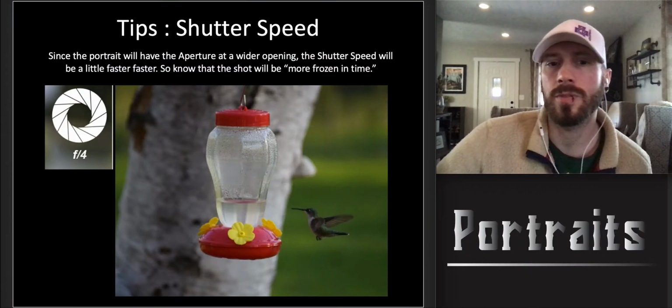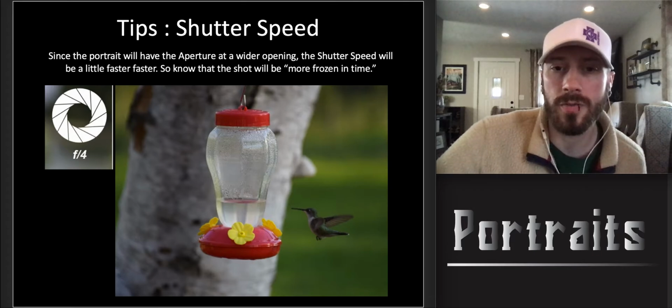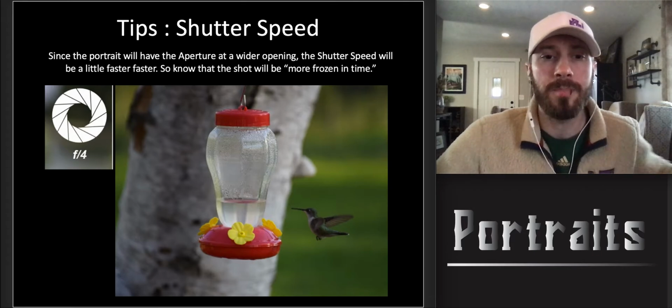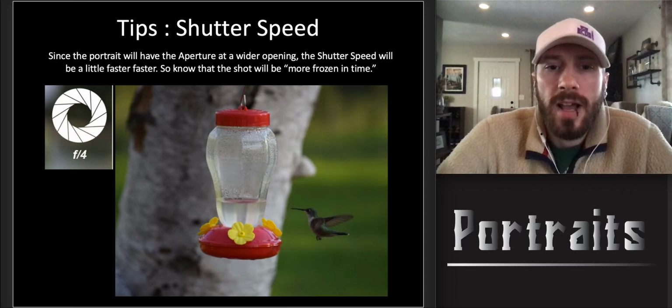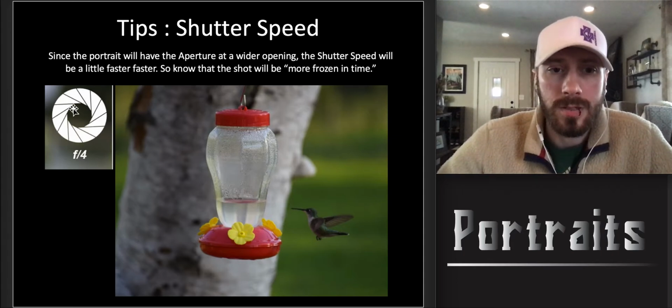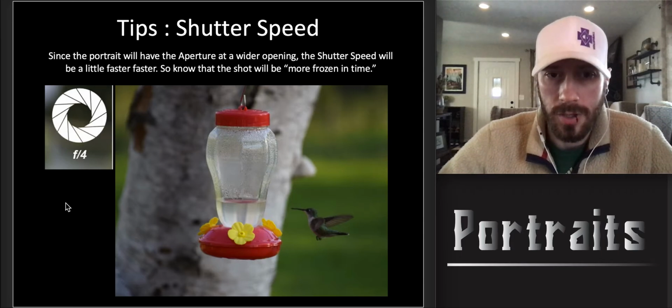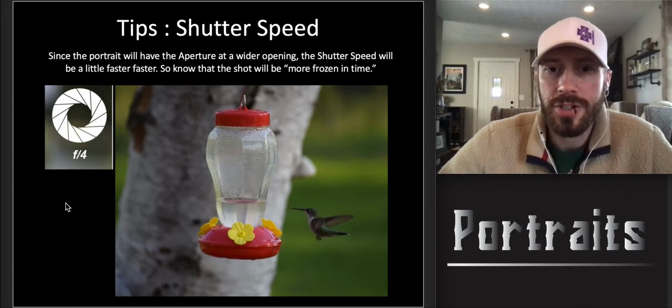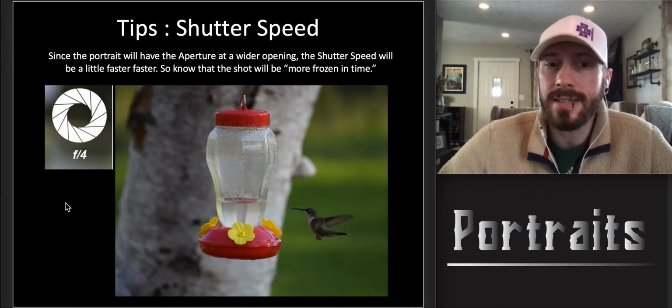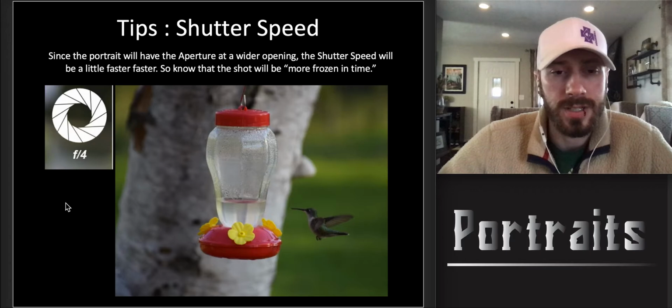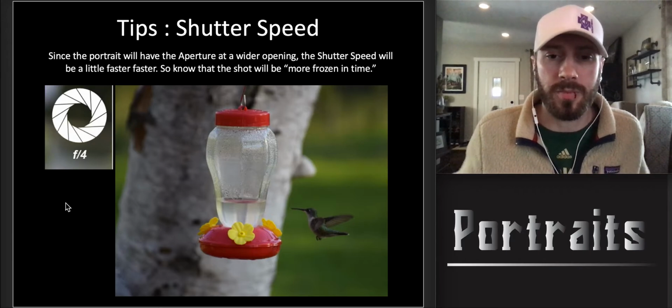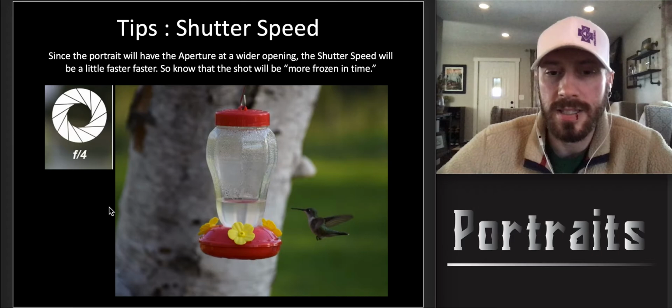And then here's a little tip about what's going to happen with your shutter. Again, this is more so if you're using a DSLR camera. Since the portrait will have the aperture at a wider opening, so there's the little picture with f4, the shutter speed is going to have to go a little bit faster. So know that the shot will be a little more frozen in time. Because the aperture is wider, it's letting in more light, so the shutter is going to go quicker just to let less light in to make sure it's a proper exposure.